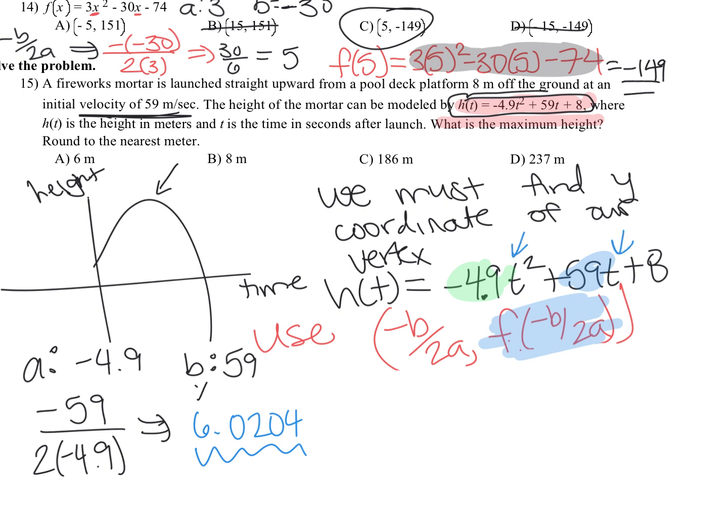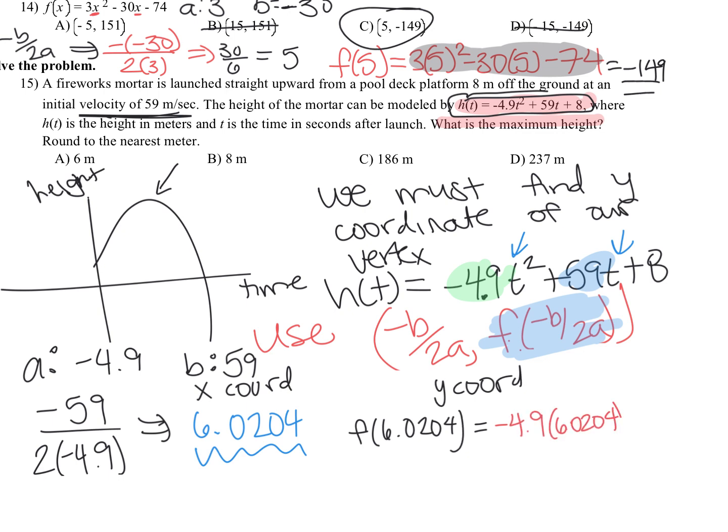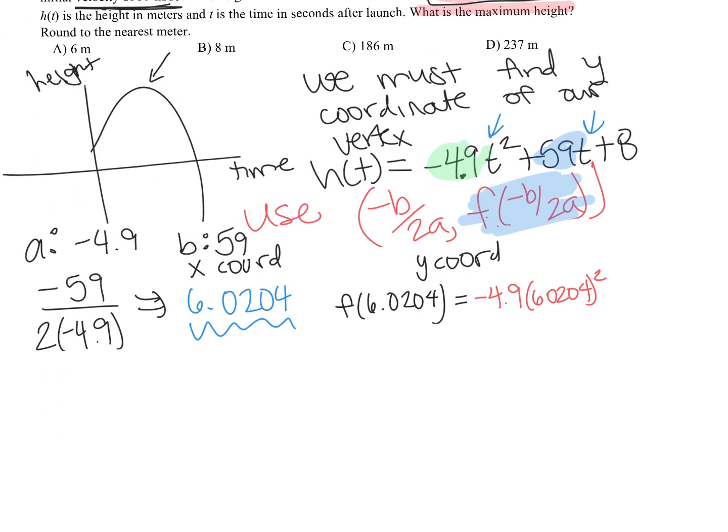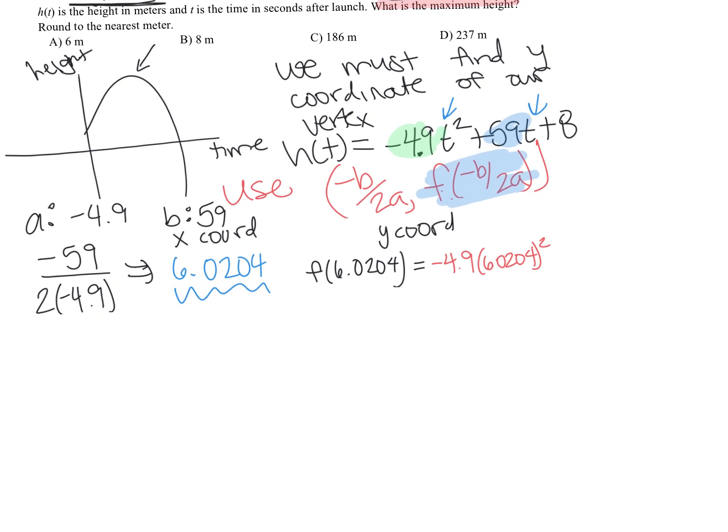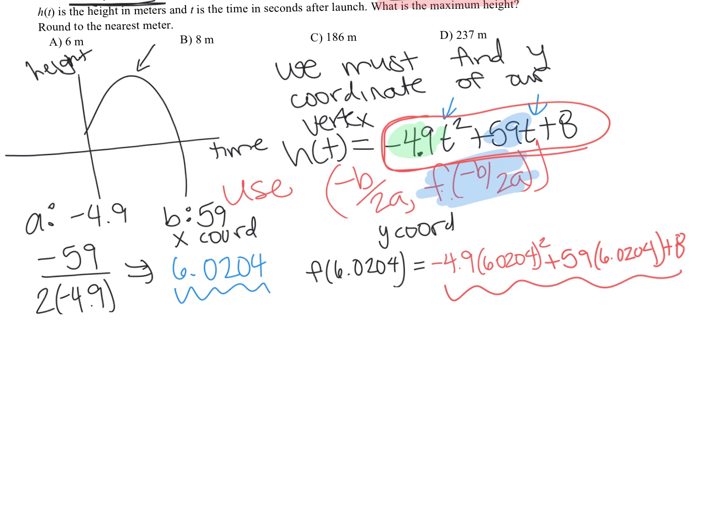Okay, so this is the x coordinate of the vertex, but we need the y coordinate because it's asking for the height. So now I'm going to do f at 6.0204, and that's just going into the original, which I'll do in red. So it's going to be negative 4.9 times 6.0204 squared, plus 59 times 6.0204 plus 8. All right, so I'm just plugging it into this equation. And I will calculate that, of course, with a calculator, especially with all those decimals, okay? So let me do that, and I'll tell you what I get.